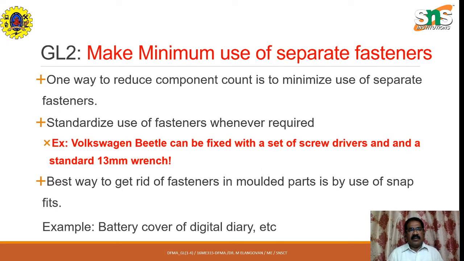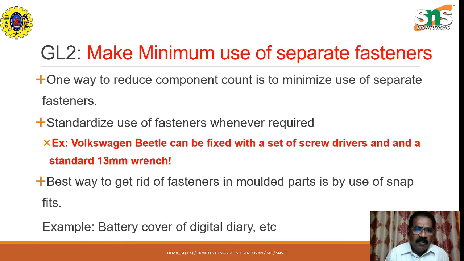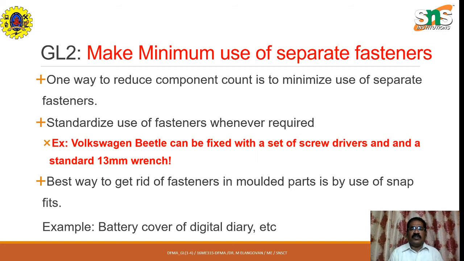Now, the second guideline is to make minimum use of separate fasteners. We have already said there, but one way to reduce the component count is to minimize the use of separate fasteners. It is a very famous saying that the Volkswagen Beetle can be fixed with a set of screwdrivers and a standard 13 wrench. That means the entire assembly of the Volkswagen Beetle can be done only by these two tools. That means most of the components are of the same size, etc., so you can fix it up with the same thing.